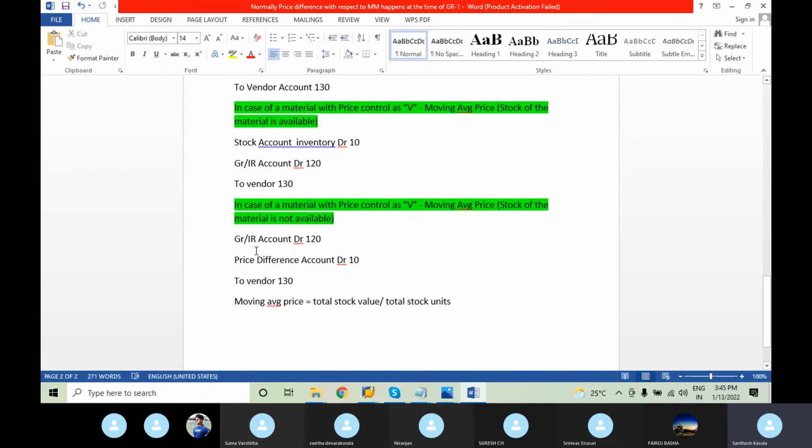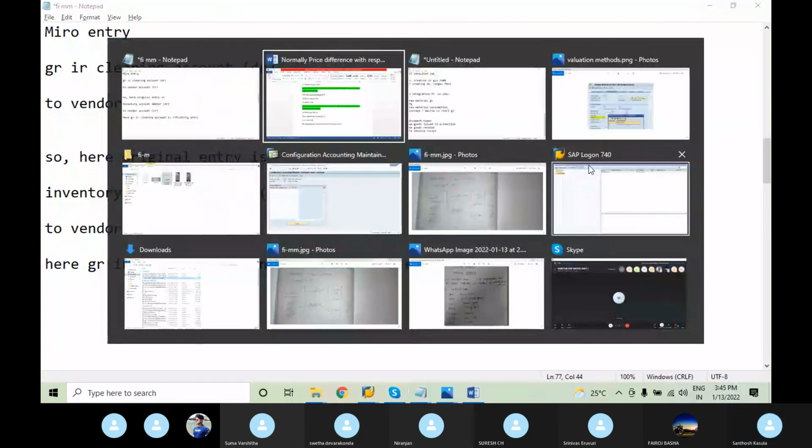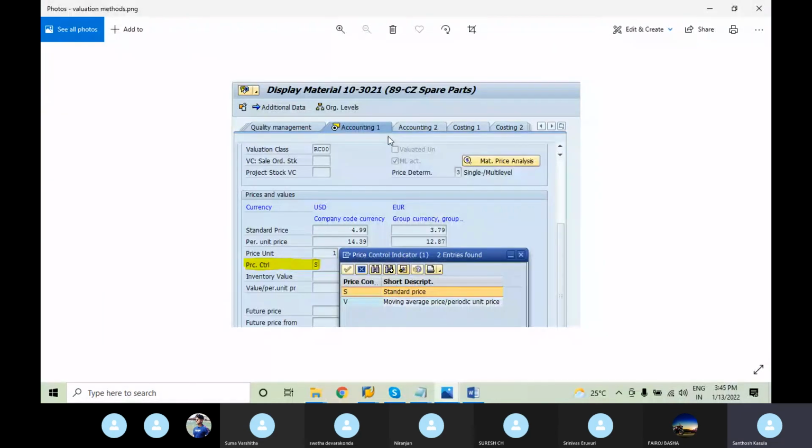For this availability, basically we can know in the screen. In the accounting 1 tab, we'll give the standard price and moving average price in the material master record. So here we'll know the details, even which price is given, whether it's standard or moving average, and what is the availability of stock and everything. We'll know in the material master record in the accounting tabs.